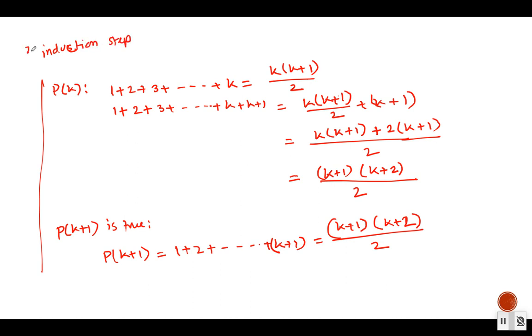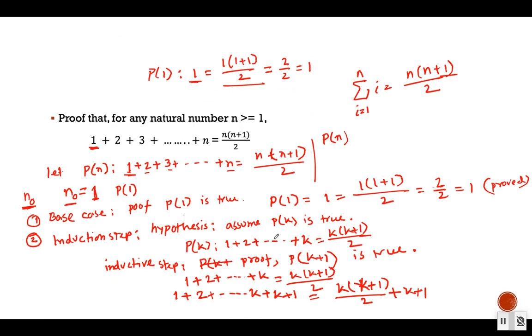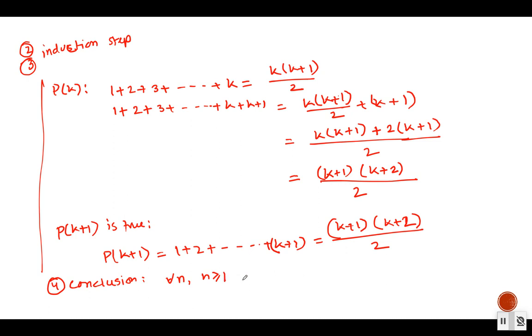Okay, and that's actually 2 and 3, right? So step 2 is the hypothesis, where we assume Pk is true, and having Pk true, we are going to prove that Pk plus 1 is true. Now the conclusion is, so the last step is the conclusion, and we can say that for all n, where n is greater than or equal to 1, we can say that Pn is true.